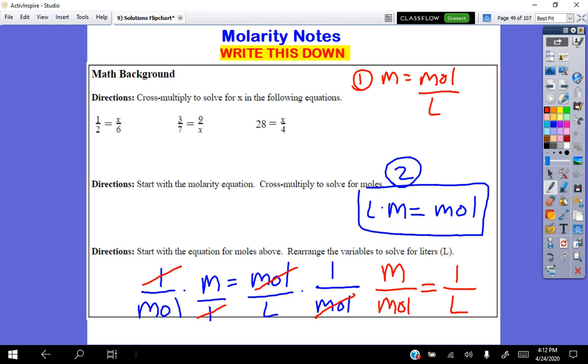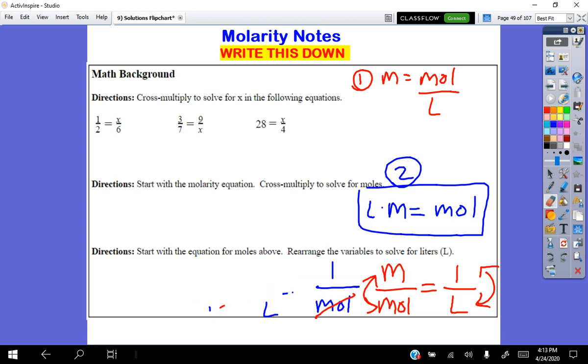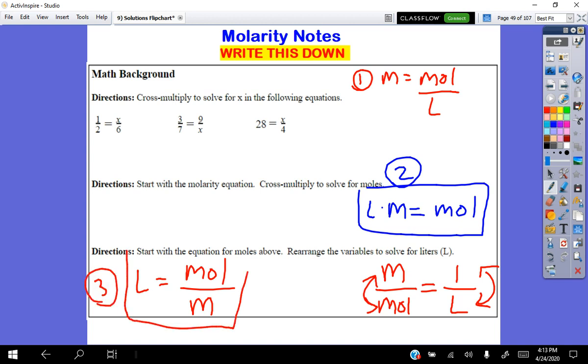Again, I want liters, not 1 over liters. So what I need to do here is flip it, get the reciprocal. So by getting the reciprocal, I get this equation: liters is equal to moles over molarity. This is going to be my third equation I'm going to use to solve my problems today.